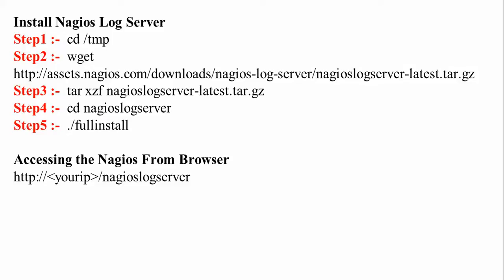There I'm going to download Nagios. The size will be around 116 MB for this download. After that I'm going to extract it, then go inside the extracted folder with cd, and then start the installation. Finally I'm going to type the IP address of this server, or you can type the domain name, then give /nagioslogserver to access this Nagios Log Server. So let us begin now.